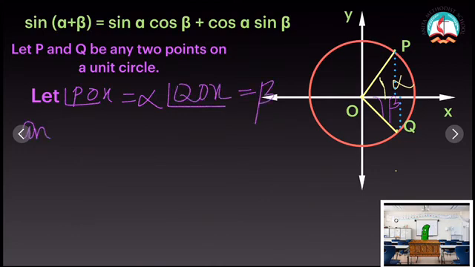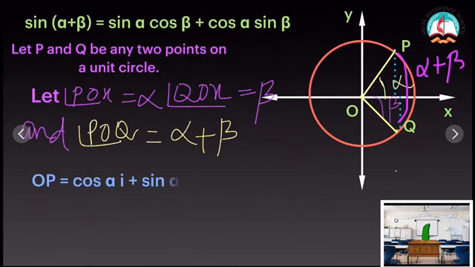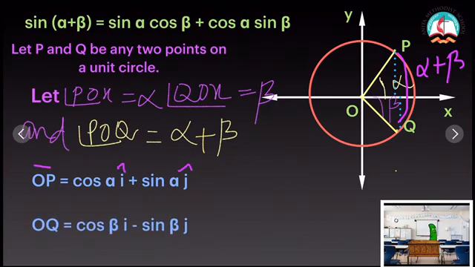And what do I need to get? Angle POQ, that is alpha plus beta, because it is on the first and fourth quadrants, so we have to add. Now I need to find OP. OP is cos alpha i plus sin alpha j. And OQ is cos beta i minus sin beta j. Why are we taking negative? Because Q lies on the fourth quadrant.